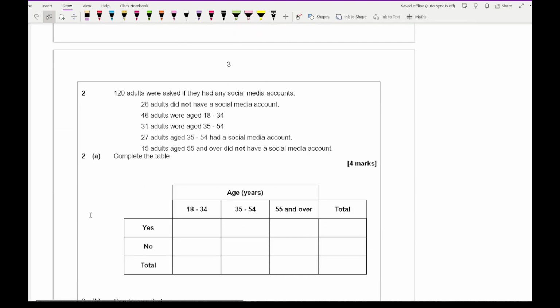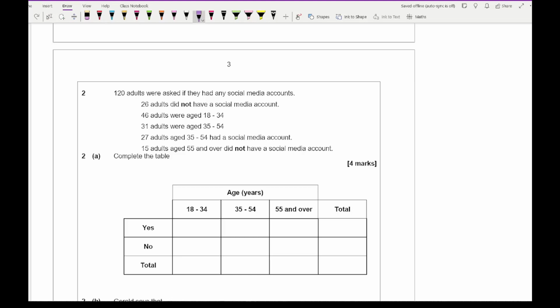Then moving on to question 2, it says that 120 adults were asked if they had any social media accounts. 26 adults did not have a social media account. 46 adults were aged between 18 and 34. 31 adults were aged between 35 and 54. 27 adults aged 35 to 54 had a social media account. And 15 adults aged 55 and over did not have a social media account. And the question is asking us to complete the table.